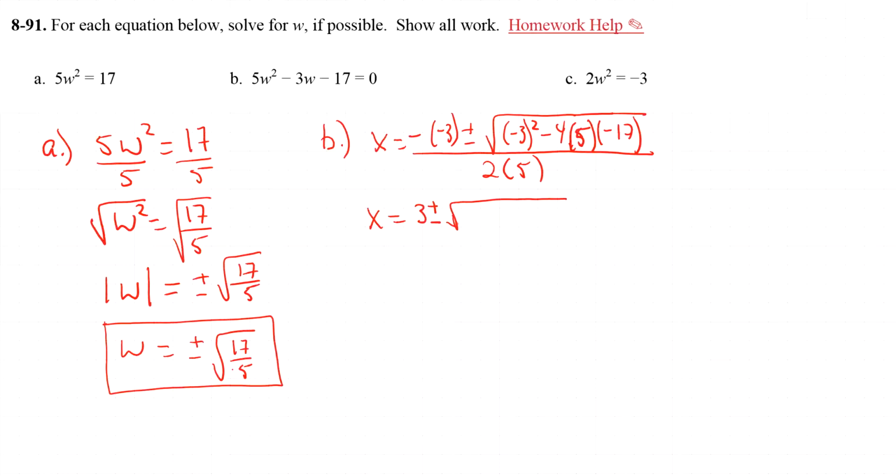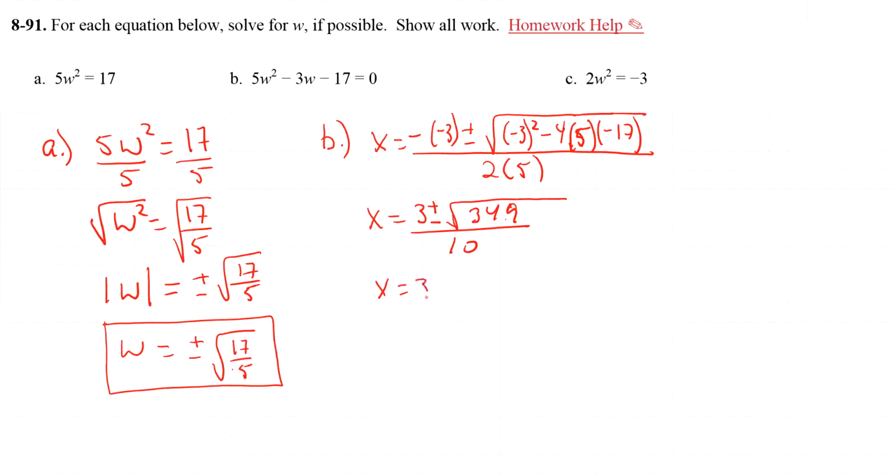So this ends up being negative 3, or excuse me, yeah, negative 3 squared, which is 9, minus 4 times 5 times negative 17, which is 349, all divided by 10. All right, if we could simplify this, the square root of 349, I don't know if there's any perfect squares that go in it. It doesn't look like it, but we can also give our approximate values.